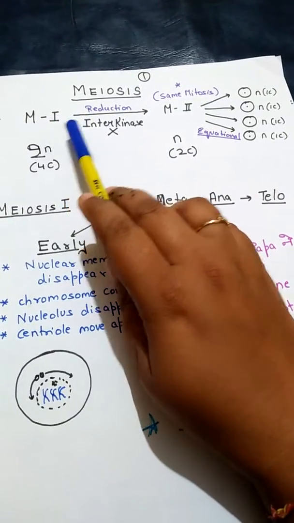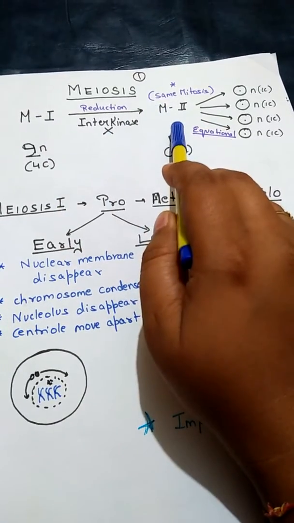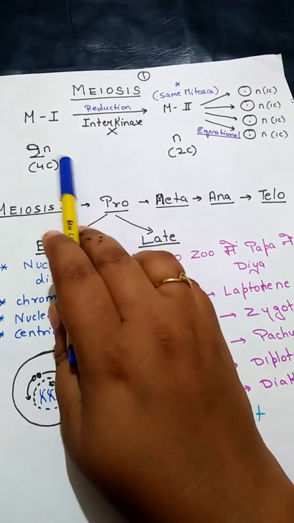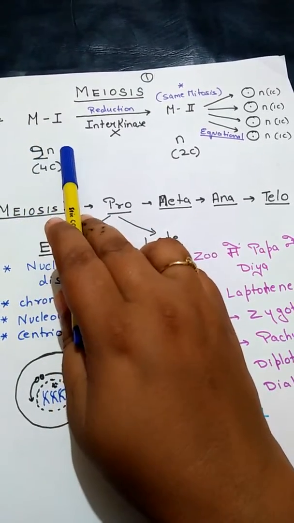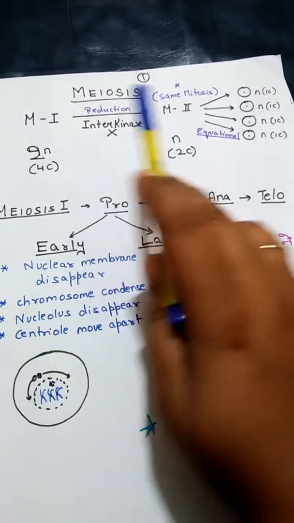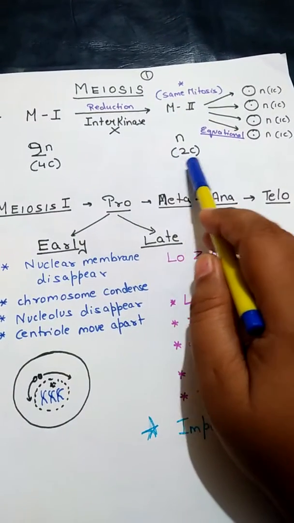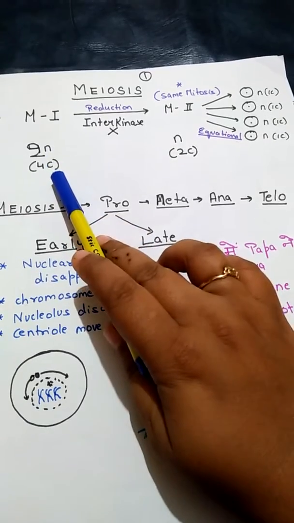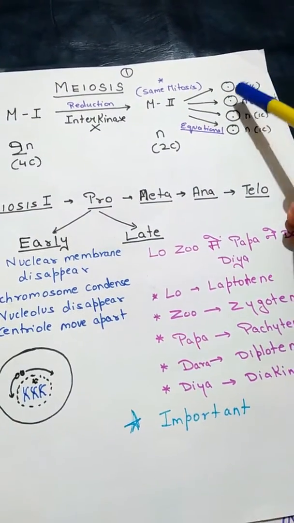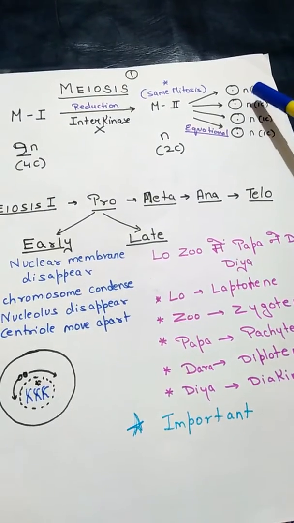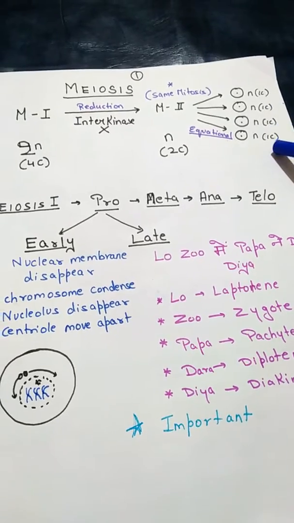Now, the other point is that interkinesis will not occur between meiosis 1 and meiosis 2. In meiosis 1, the cell will be a diploid cell, 2n, and the content will be 4C. In meiosis 2, the cell will be haploid and the content will be half of the above. That is a reductional phase. Now in the haploid condition, what will happen?